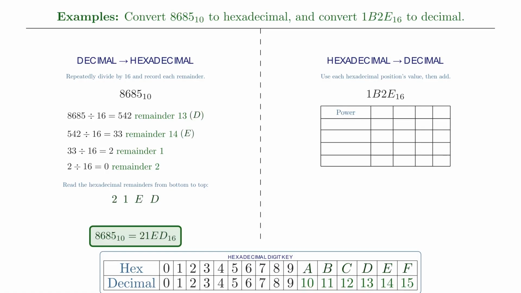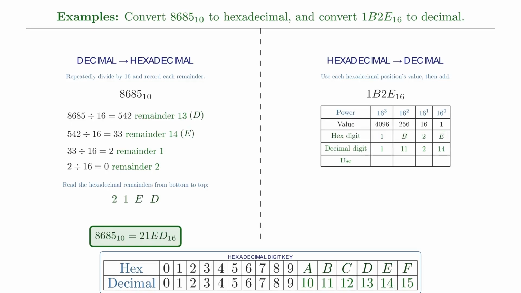The powers of 16 are 16 cubed, 16 squared, 16 to the power 1, and 16 to the 0. In base 10, these column values are 4096, 256, 16, and 1. Placing our hex digits into the table gives 1B2E. Converting any letter digits to decimal, B becomes 11 and E becomes 14.